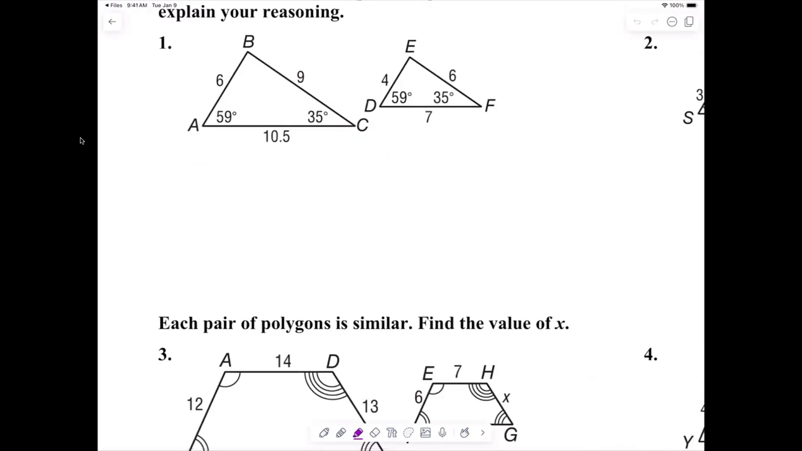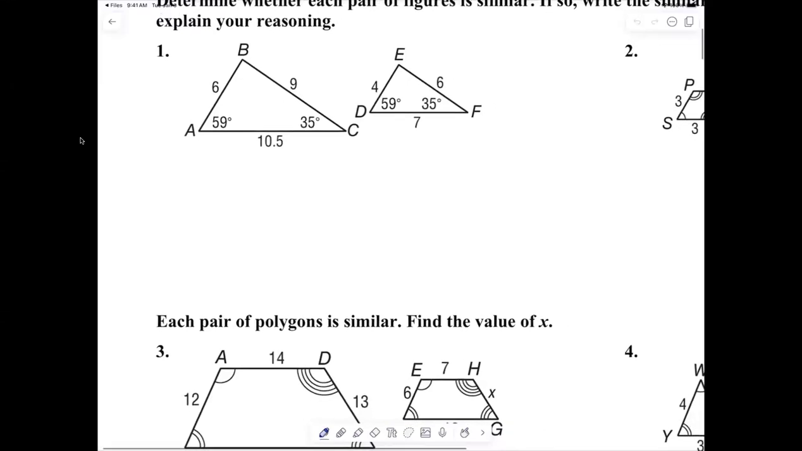So if two angles of one triangle are congruent to two angles of the other triangle, then what's true about the third angle? It is congruent. Do we have to say what the angle measure is? No, we can just say we know that angle B is congruent to angle E. They even had that as a theorem. It was called the third angle theorem.